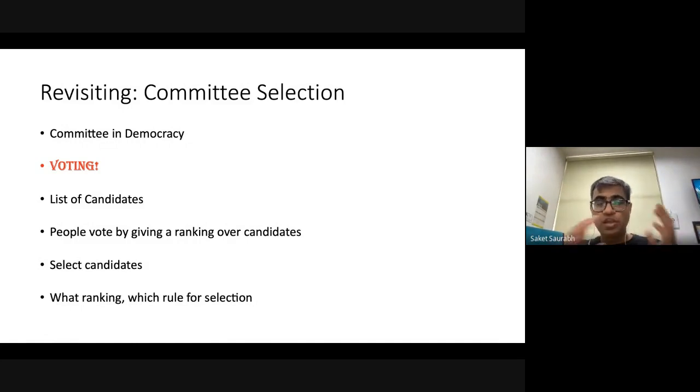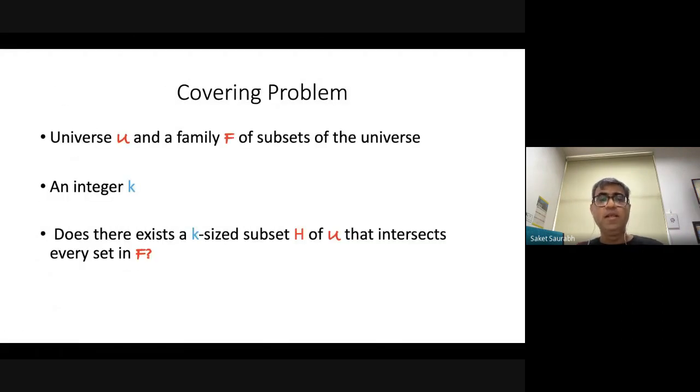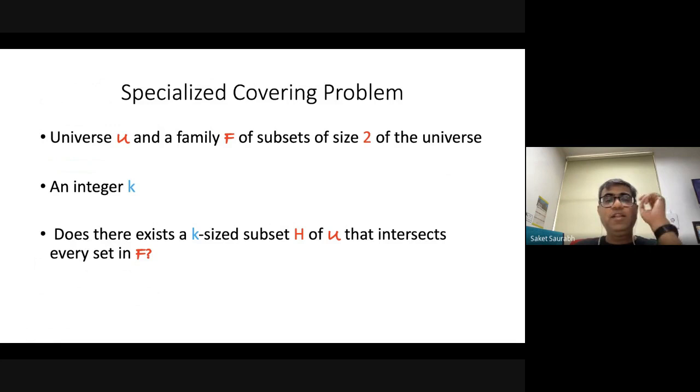Okay, so we will have some set of talks about these also in this school. So we talked about these covering problems: universe U, family F of subsets of the universe, integer K, and basically you're looking for a K-size subset H of U that intersects every set in F. Now let's look at this specialized covering problem, right?